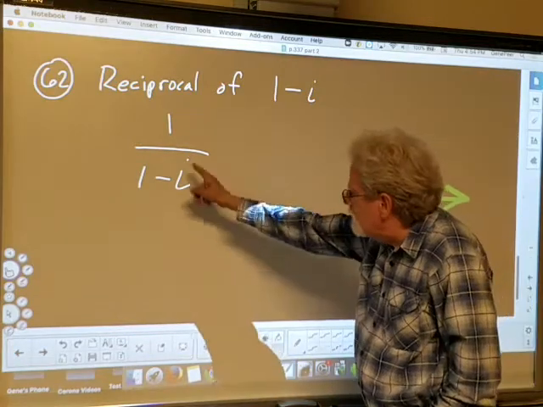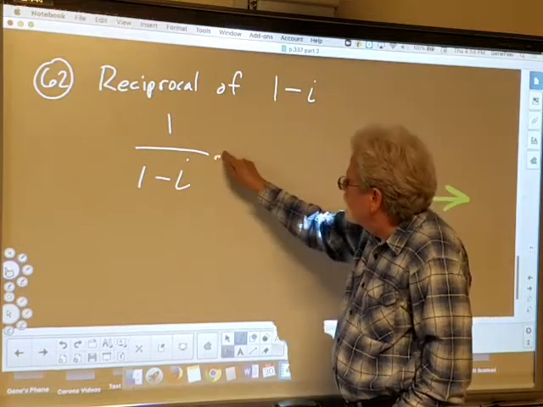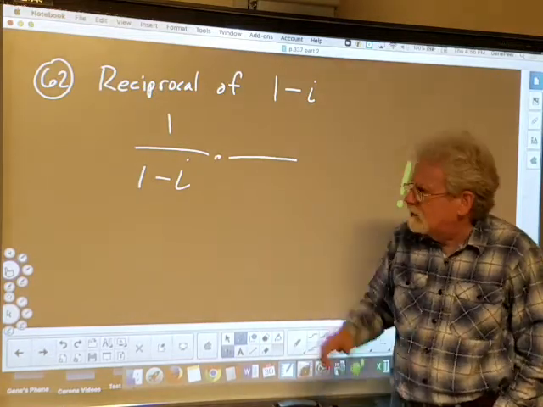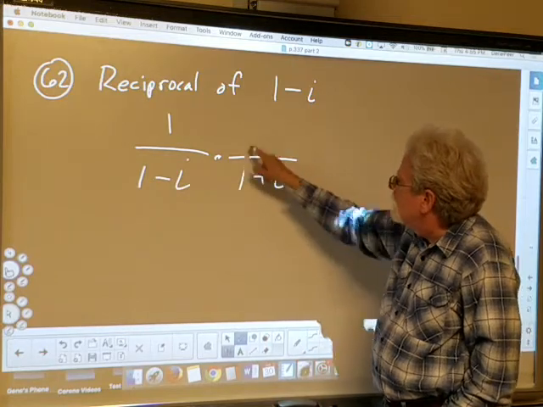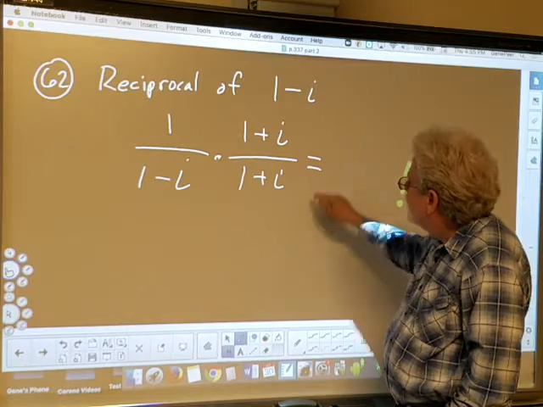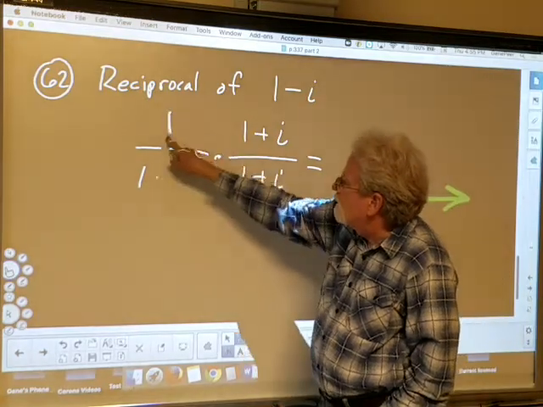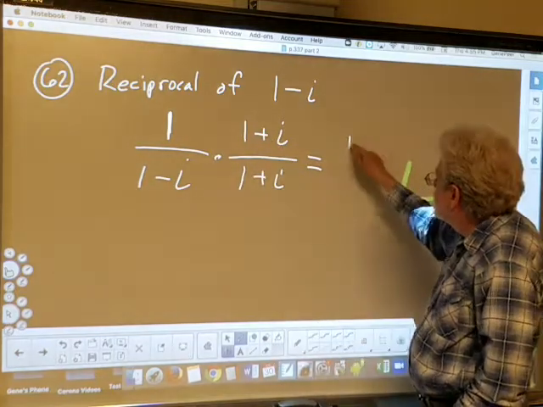Can't leave the imaginary number in the denominator. So we multiply once again by the conjugate of the denominator. 1 plus I and 1 plus I. These are easy because when you do a reciprocal, you're always going to have a 1 up here. And 1 times 1 plus I is just 1 plus I.